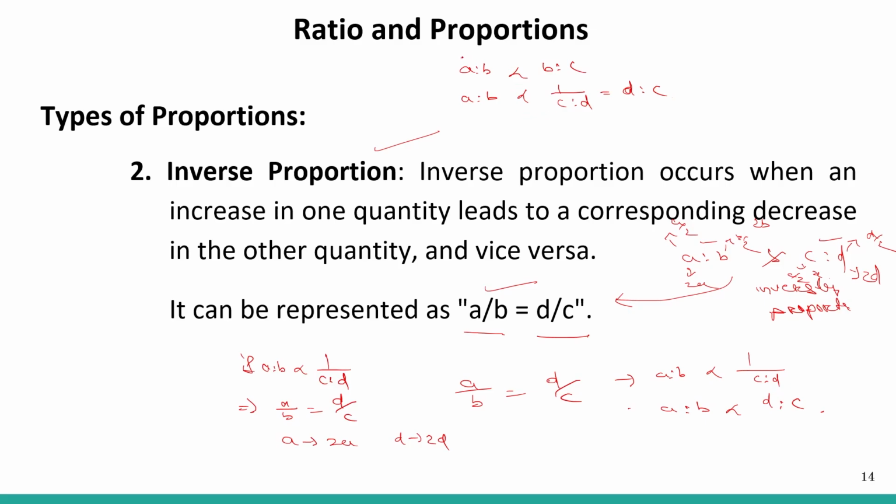So if A becomes A by 2, here C becomes C by 2. Sorry, it should be C is to D, right? And if B becomes 2B, D becomes 2D. But in the inverse case, if A becomes A by 2, D becomes D by 2. And if B becomes 2B, C becomes 2C, whereas we are only comparing A is to B with C is to D. So let's go forward.